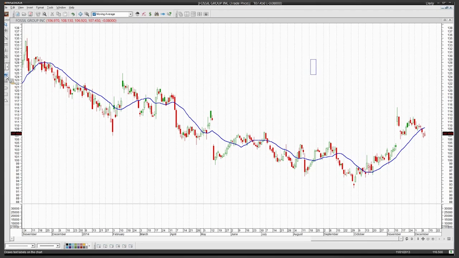Okay, so let's have a quick look. There was one back in here on Fossil, and I'll zoom in for you. You identified a trade alert here recently and closed out a position, did you not? Yes, we had a real nice winner on Fossil recently, and that was in this area here.